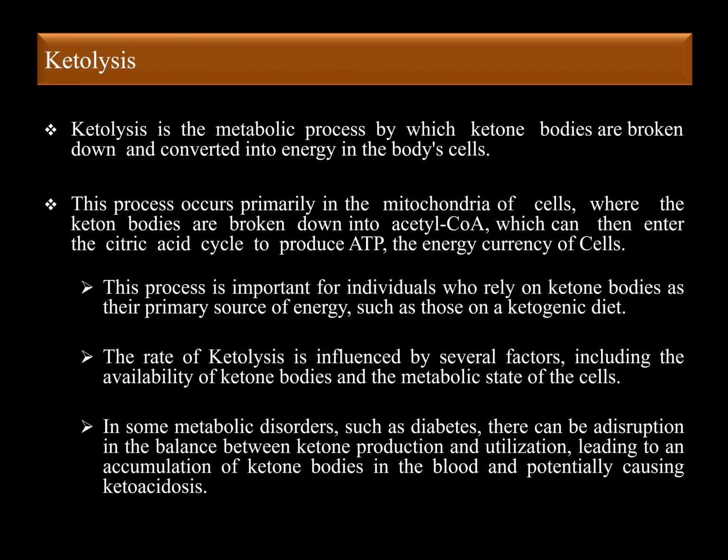Now we learn about ketolysis, which is the utilization of ketone bodies by tissues. Ketolysis occurs mainly in extrahepatic tissues, such as heart and muscles, and during prolonged fasting the brain also uses ketone bodies. In ketolysis, ketone bodies are converted back into acetyl-CoA, and then acetyl-CoA enters the TCA cycle to produce ATP. This is how ketone bodies provide energy. The liver produces ketone bodies, but other tissues consume them.